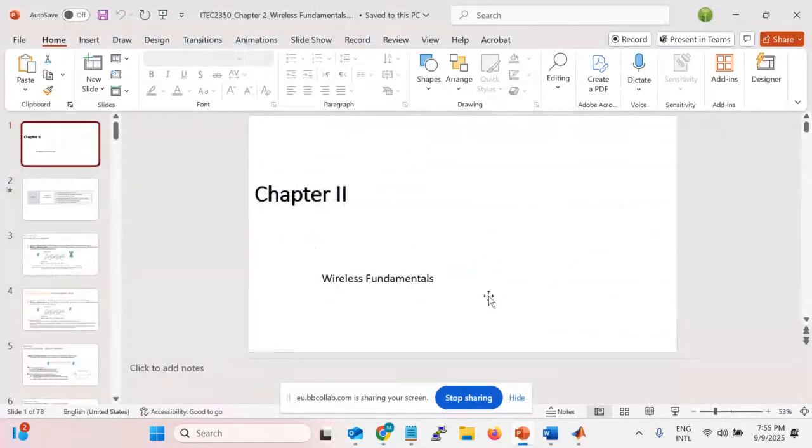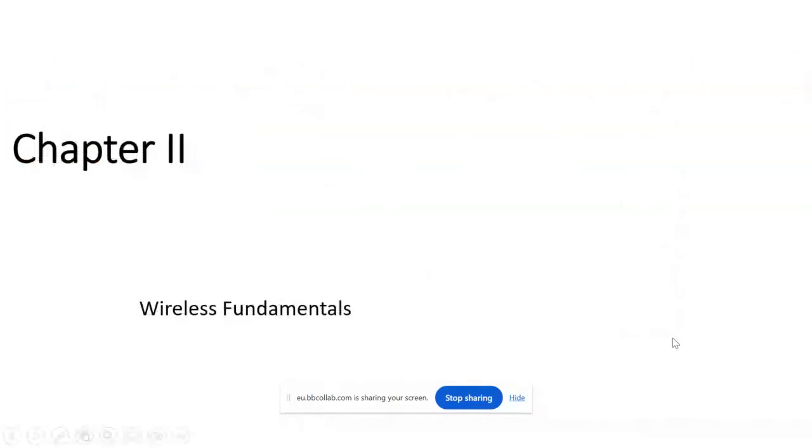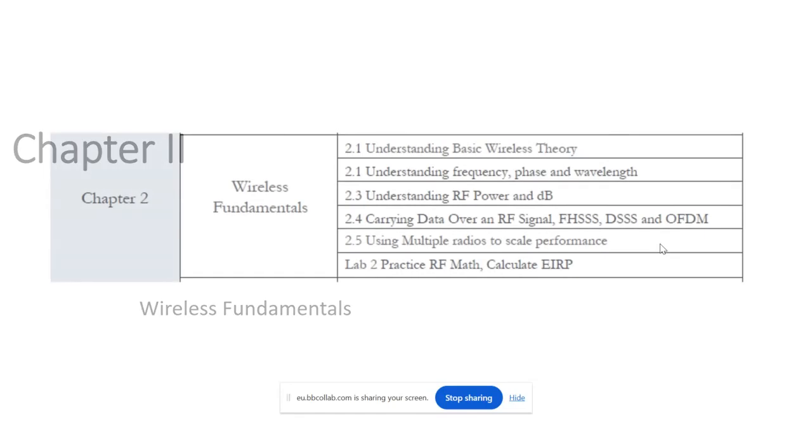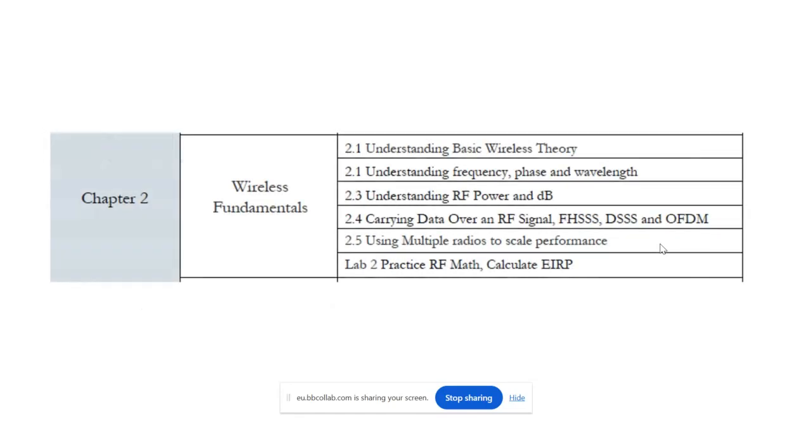Today we will start explaining chapter 2 in wireless communication and networks, which is about wireless fundamentals. So this is the layout of chapter 2. It's focused on understanding basic wireless theory, understanding the frequency, wavelength, phase, understanding the radio frequency power and dB, and carrying data over a radio frequency signal, OFDM, MIMO, etc. In addition to that, we will explain how to use multiple radios to scale performance.